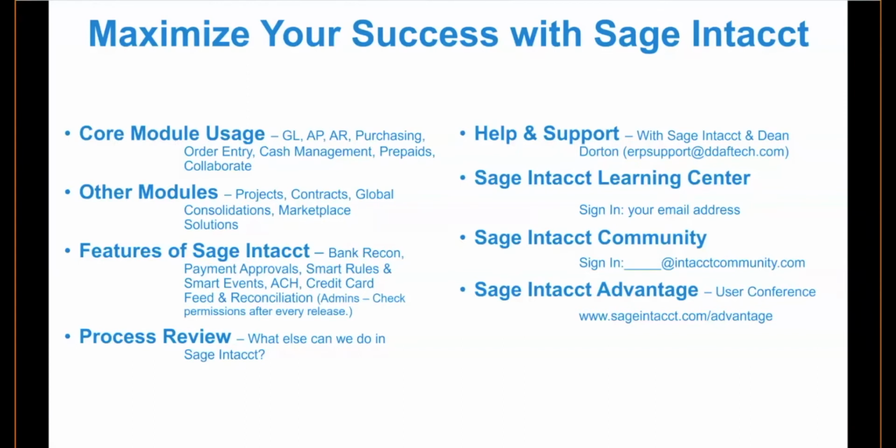You have to remember a lot of that is core module that you're paying for. So if you're only using General Ledger, AP, and AR, you probably want to look into other areas like purchasing, order entry, cash management, if you want to do your bank reconciliations, and the upcoming credit card reconciliations. Because there are other modules within Sage Intacct, whether they be at no charge included in your core or at a charge, that can help you become more efficient.